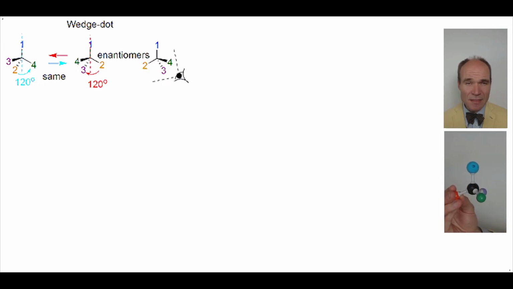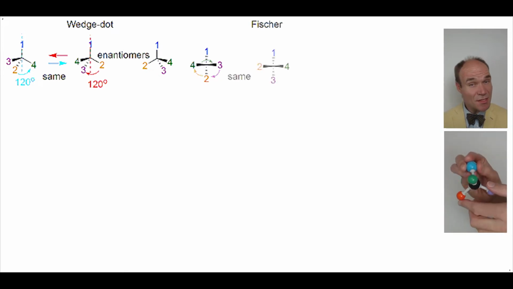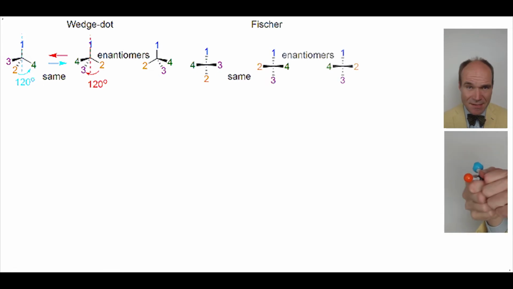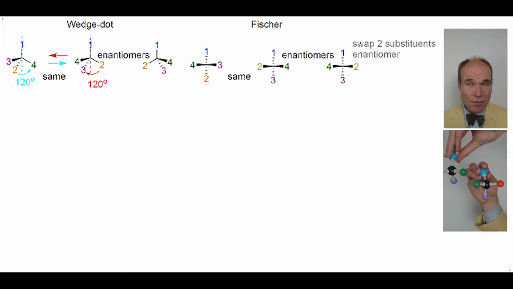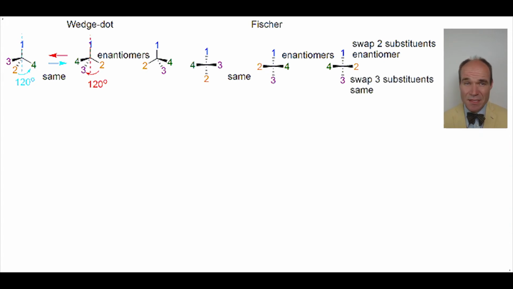An older method for depicting molecules was developed by Fischer. Again, exchanging 3 substituents results in the same molecule. When we look at the mirror image, we have the enantiomer, and here again, 2 substituents have been exchanged, that is, 2 and 4. So, in both wedge dot and Fischer representations, if you swap 2 substituents, you get enantiomers. But if you swap 3 substituents, you get the same molecule.